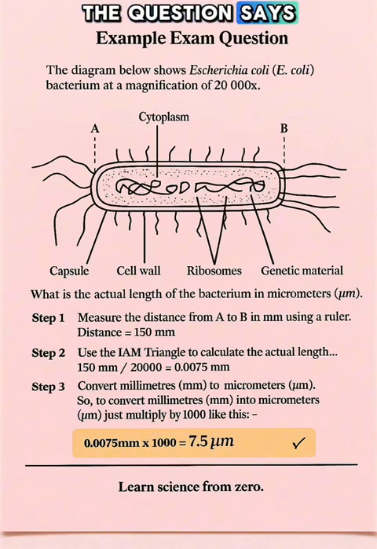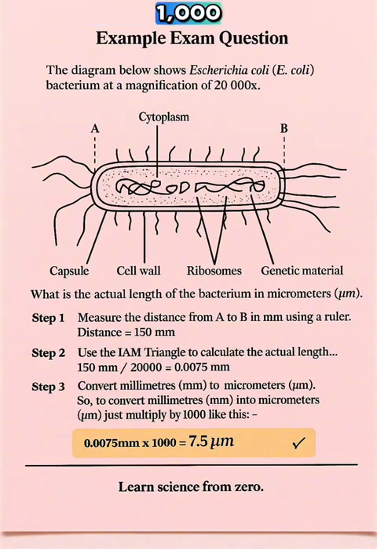The question says in micrometers, but we have millimeters, so now we need to use the conversion table to convert millimeters into micrometers. So how do we do that? If you look back at the conversion table, you will see we simply multiply it by 1,000, and there is your answer. 0.0075 millimeters times 1,000 equals 7.5 micrometers.